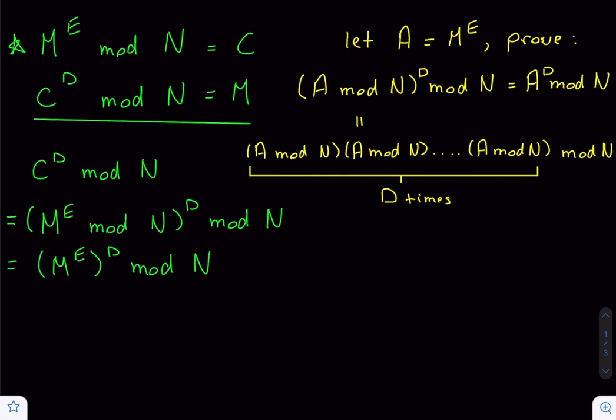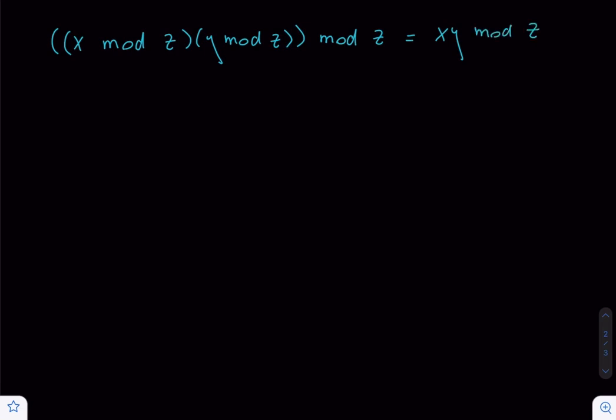So to figure things out from here, we have to know that in modular arithmetic, there exists this property that says that for integers x, y, and z, x mod z times y mod z, all mod z, is equal to xy mod z. I'll go ahead and offer a quick proof of this statement here, but if you're more interested in the main proof, please do feel free to skip ahead.